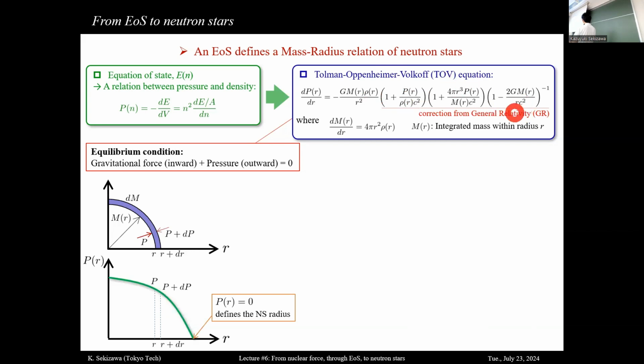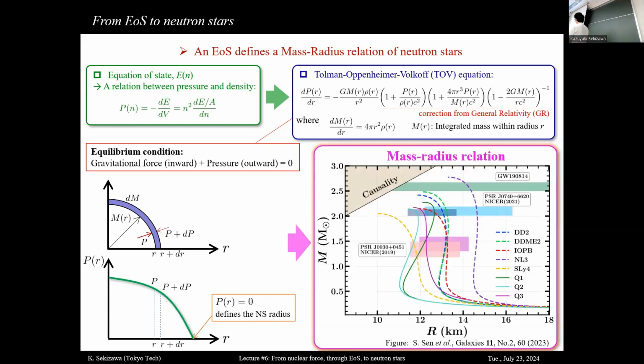Actually, this right-hand side can be calculated, and we can go to the next step, and we can repeat this step-by-step iteration until the pressure becomes 0, and it defines the surface of the neutron star. So in this way, we can get the radius of the neutron star, and we can integrate the mass inside this neutron star. We can get the so-called mass-radius relation.